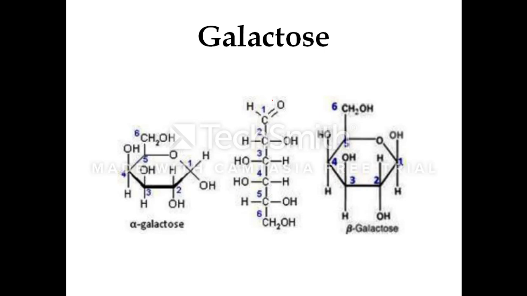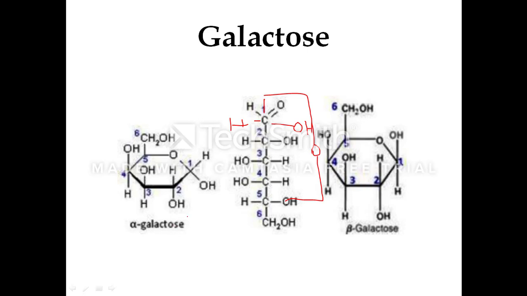In the Haworth structure, cyclic hemiacetal ring formation takes place between the C1 and C5 carbon atoms, and this results in the projection of the OH either towards the right side or towards the left side. First we'll place the OH towards the right side.